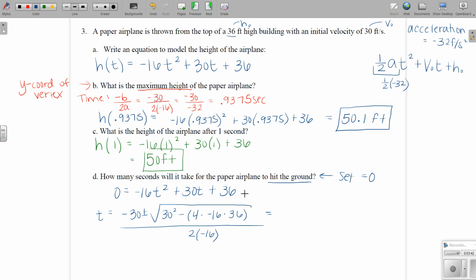So simplifying this a little bit further, we get negative 30 plus or minus, your discriminant in this case is 3,204. So there's a little check to make sure that you're on the right path. And for your time, you're going to get 2 different answers: negative 0.83 and 2.71. Negative time isn't going to make sense here because obviously you don't talk about negative time in the real world. So we would just have 2.71 seconds.